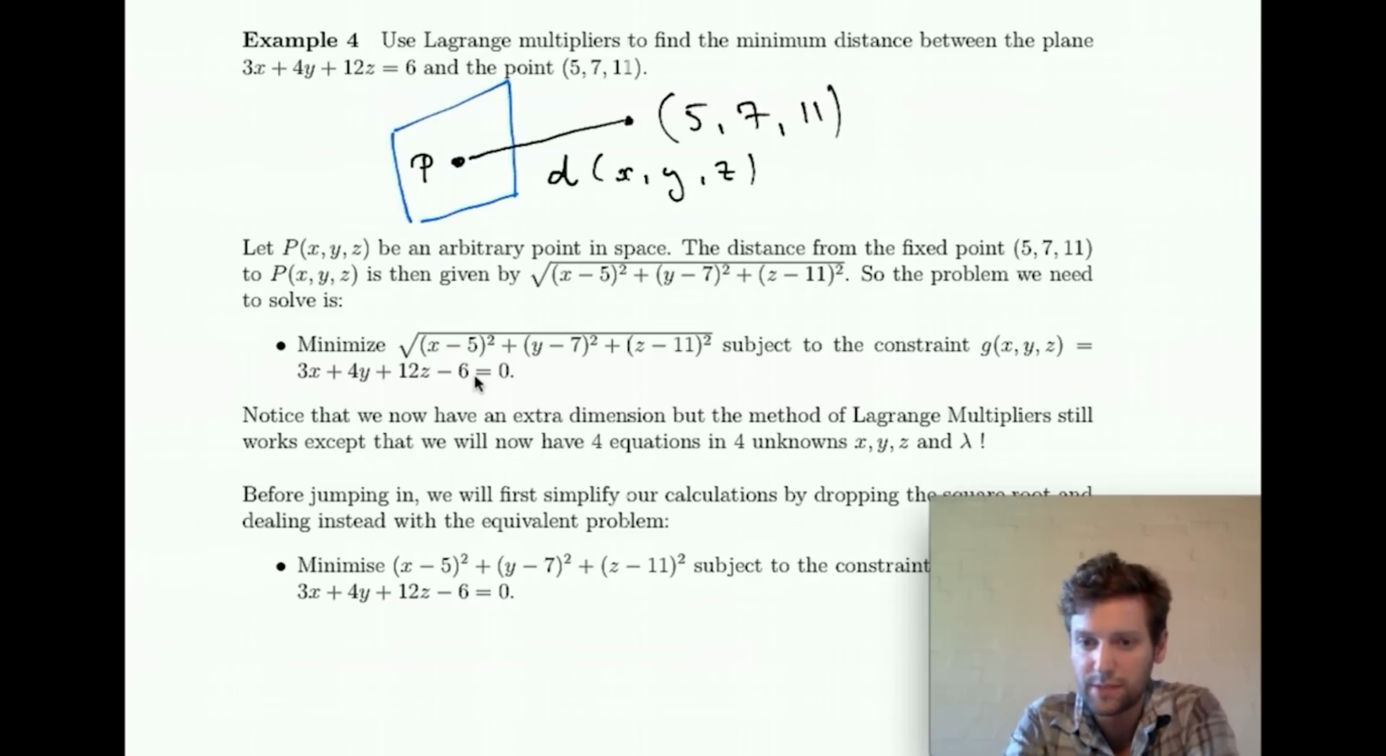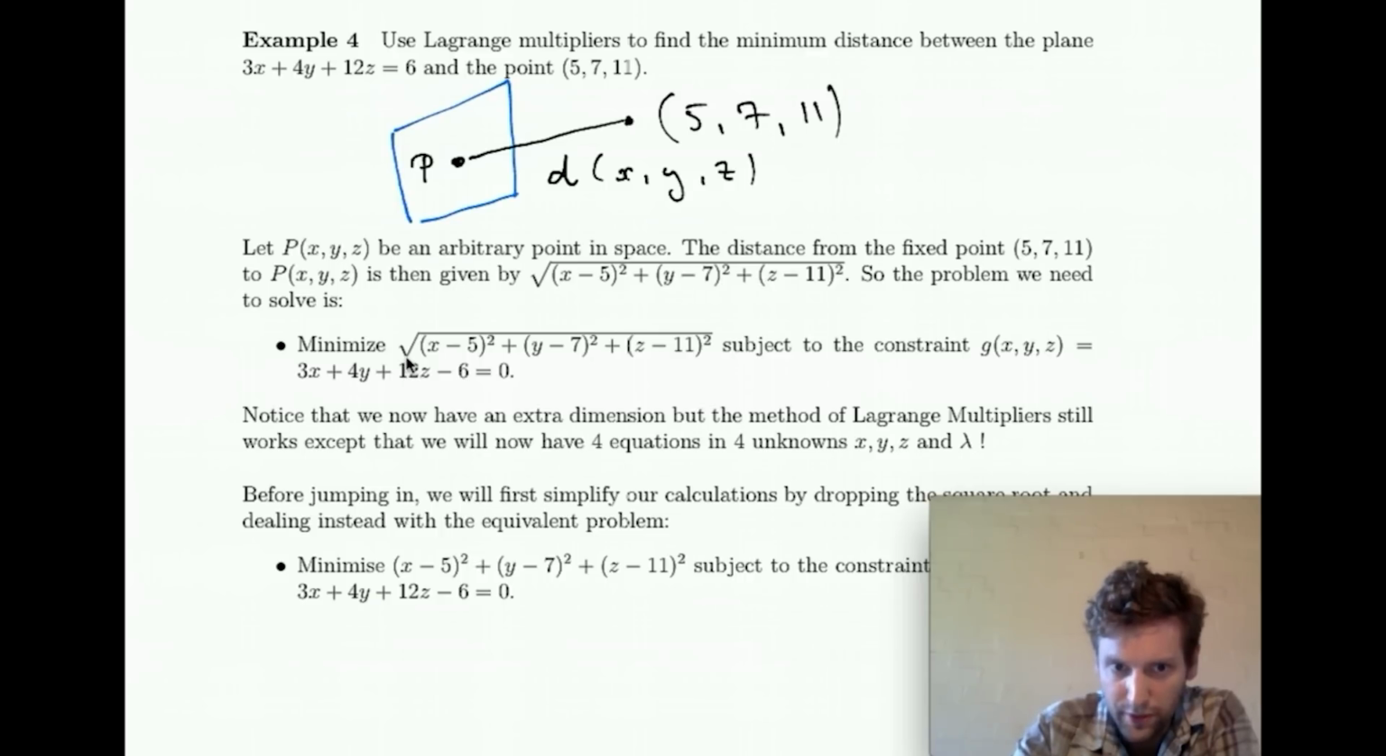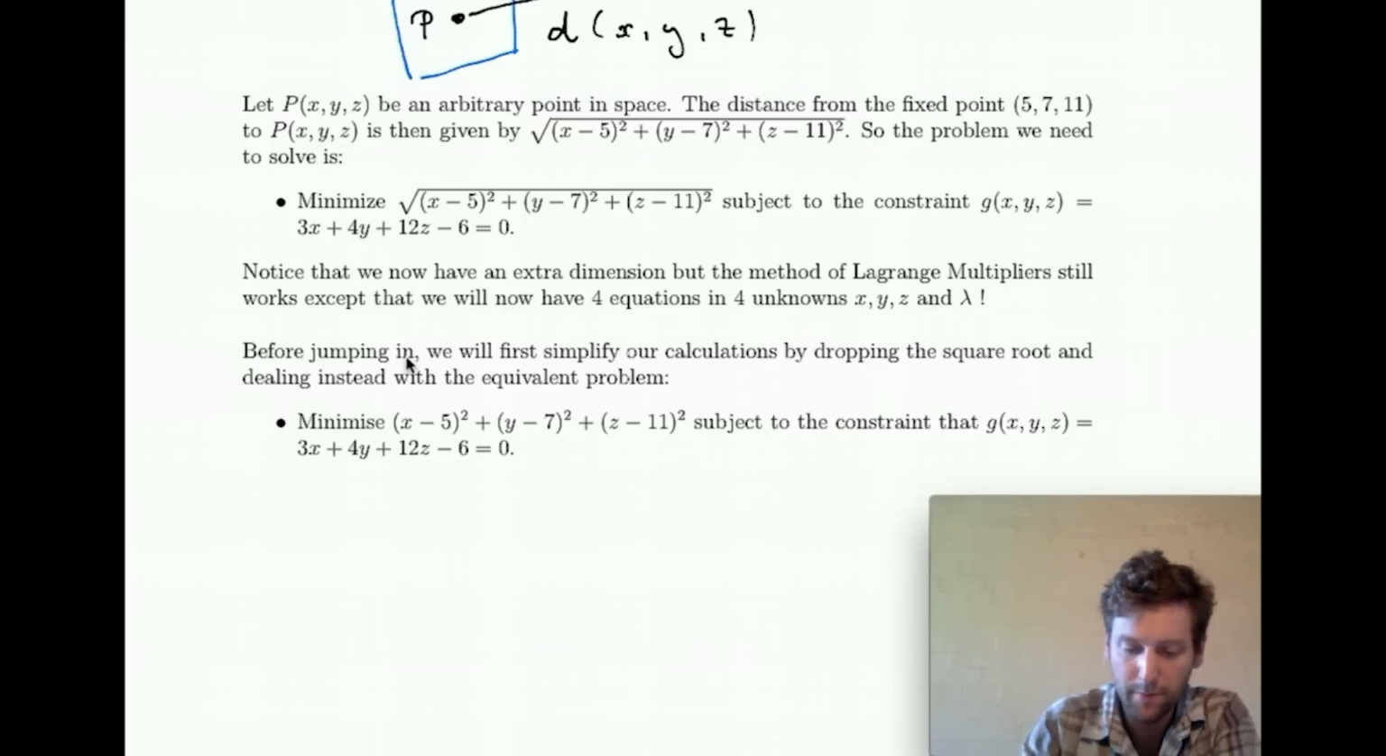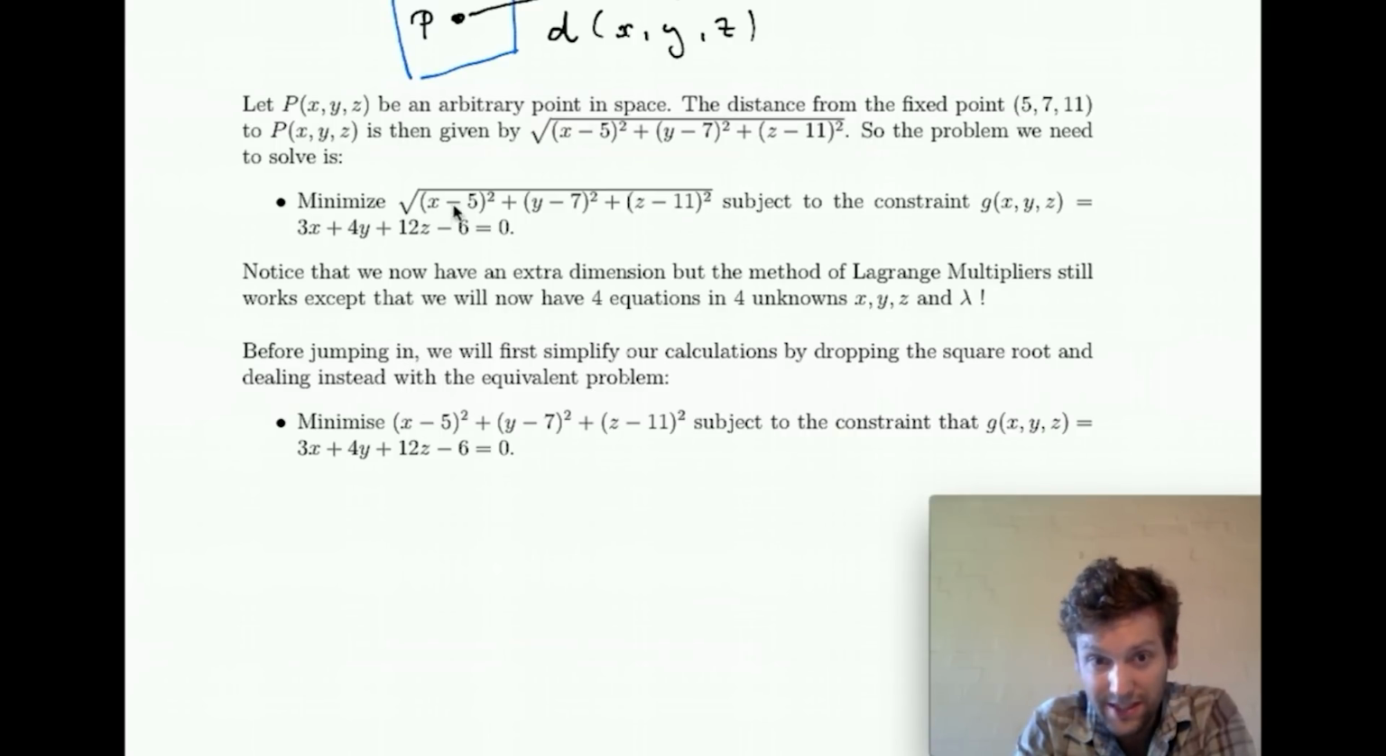I can set up my Lagrangian at this point, put in my Lagrange multiplier. I now have a function of x, y, z, and lambda, and I look for the extreme values by taking the partial derivatives with respect to x, y, z, and lambda, and solving. However, this is going to get pretty messy pretty quickly, because I've got a square root here. Every time I take the derivative of this, it's going to involve the chain rule, and it's going to be pretty horrible. So in fact, there's a nice simplification that we can use, because the distance is going to be a minimum whenever whatever's inside this square root is also a minimum. So think about it.